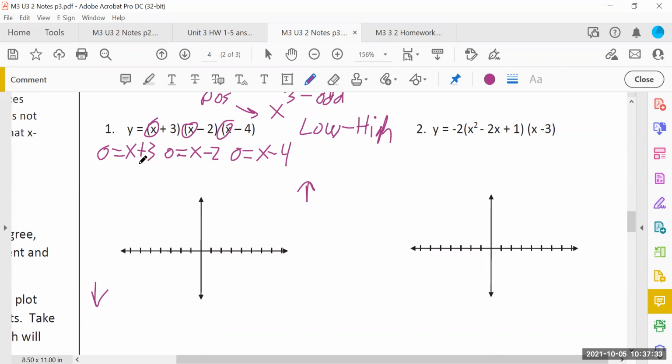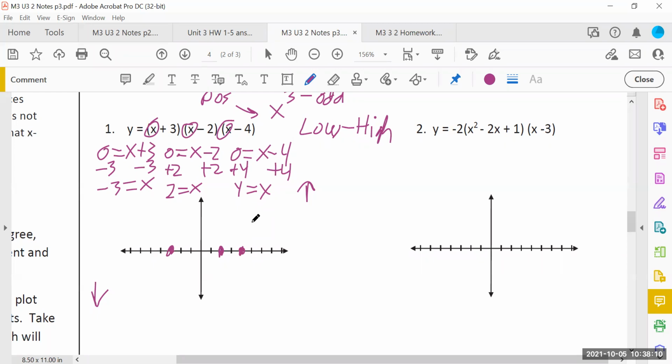But here we can help see, okay, I'm subtracting that 3. So my first x-intercept is -3. -3 equals x. I can put that on the graph. There's my x-intercept of -3. And add 2. 2 equals x. There's another x-intercept. I can add 4. 4 equals x. There's another one. There's my 3 x-intercepts.